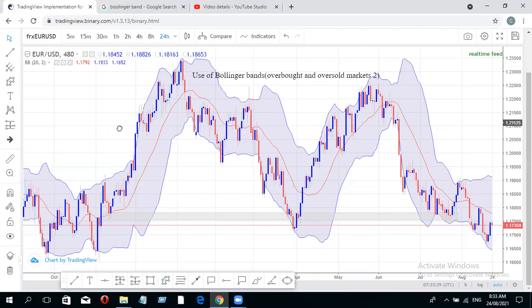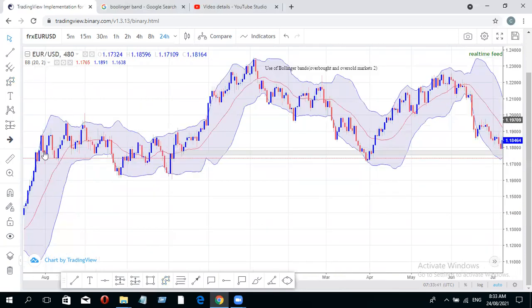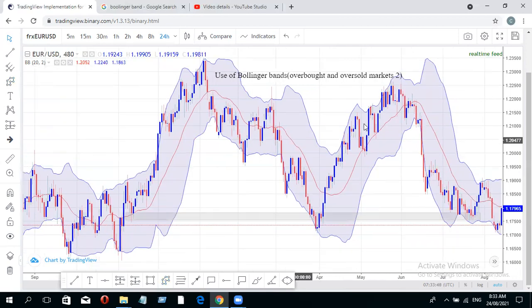Is the price at the upper half? Is it at the lower half of the Bollinger band? Right. So this is one use of the Bollinger band to identify an overbought or an oversold market. The upper half and the lower half of the Bollinger band help you to know the current trend of the market, right? The current trend of the market.